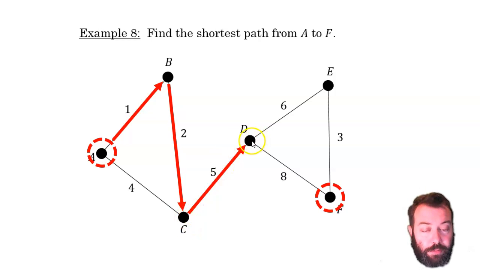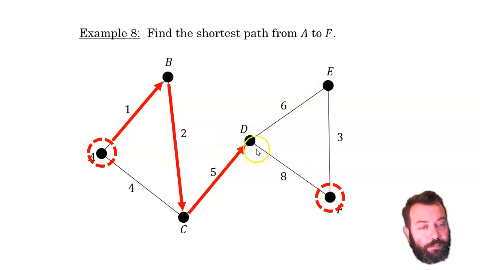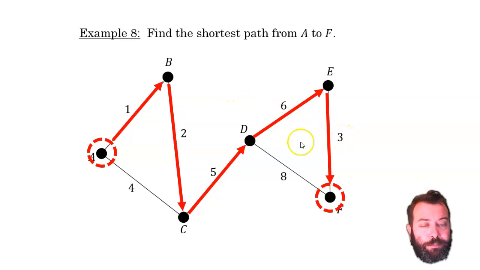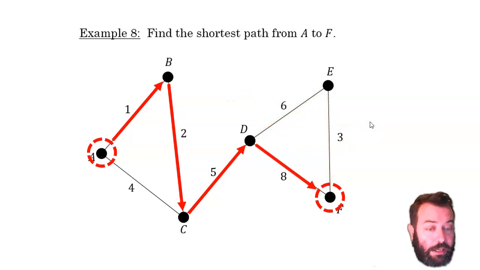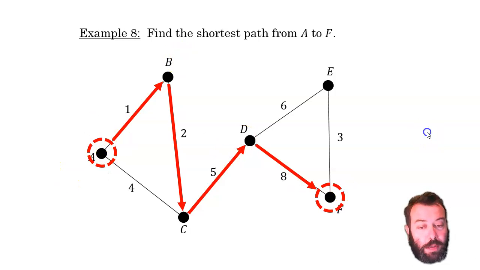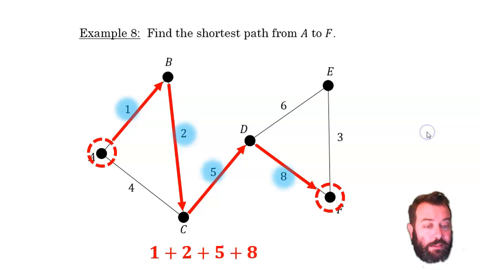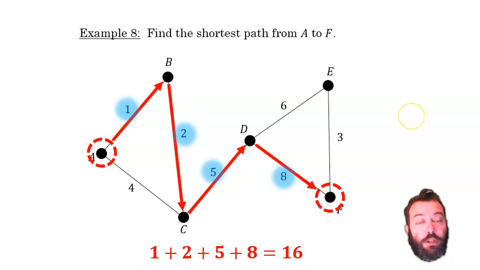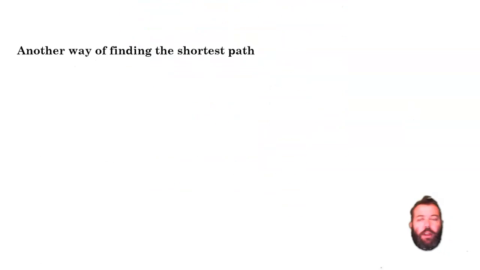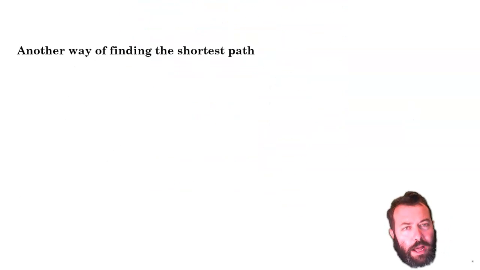There's only one way to get to D from there, so that's another 5. Now from D, I could go via E to F, or directly to F. Now if I go via E, 6 and 3 is 9 more. If I go directly, it's just 8. So that's my shortest path. 1 plus 2 plus 5 plus 8, 16. The shortest path from A to F is the path A, B, C, D, F, and it has a length of 16. Righto, there is another way to find the shortest path.